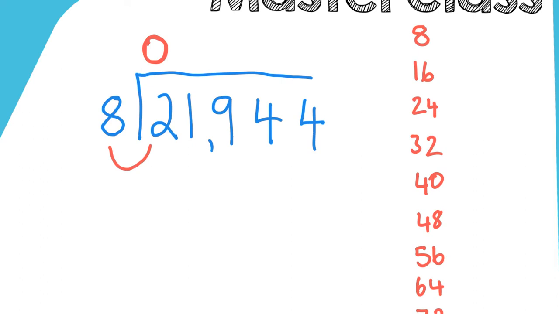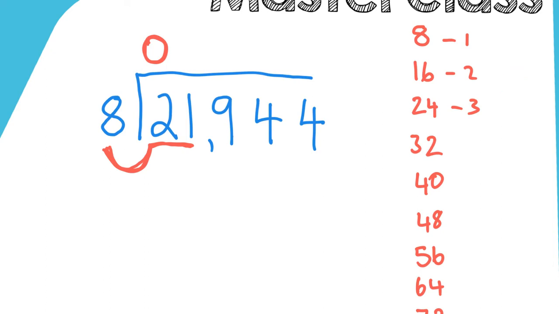So this then carries on and it becomes 21. So 21, how many 8s? Well, I know I've got 1, 2, 3. Now, it's not enough to go 24, is there? 24 is larger than 21. So I have to go back to here.